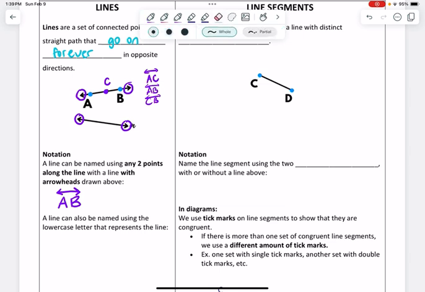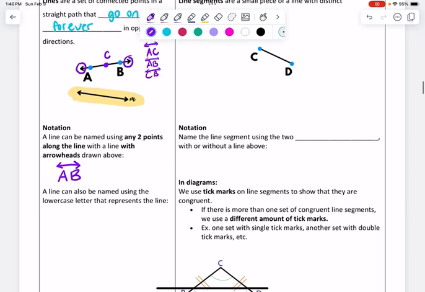Now you'll notice in the second line that I have drawn here, I don't have any points labeled along it, but there's a lowercase letter drawn next to it. I am also welcome to name a line using that lowercase letter. So I can name that line lowercase m.